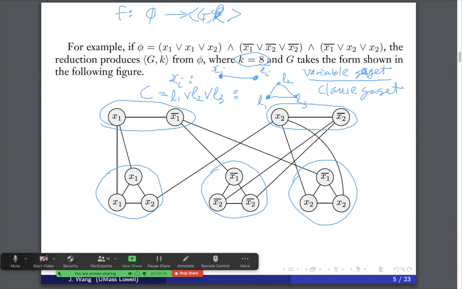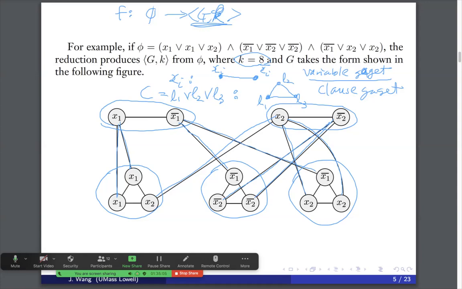So this is x1, x1 goes to x1, and x2 goes to x2. So that's for the first cross gadget. In the second, x1 bar goes to x1 bar, and x2 bar goes to x2 bar. The third cross gadget, look at x1 bar, so x1 bar goes to x1 bar. X2 here goes to X2, and this is also X2, so you go to X2. So that's how this instance for VC is constructed.